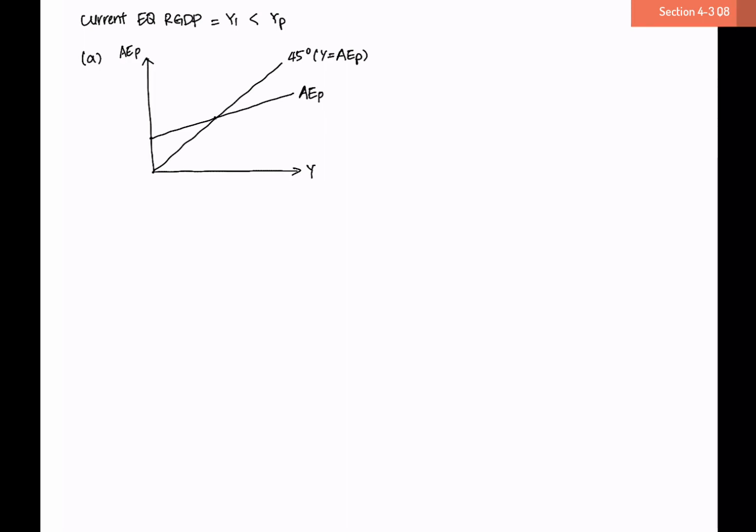Where these two graphs meet is your current equilibrium, which is at Y1, and we know that our potential output is probably somewhere on the right-hand side of our current equilibrium. So here's our current state of the economy on the Keynesian cross.